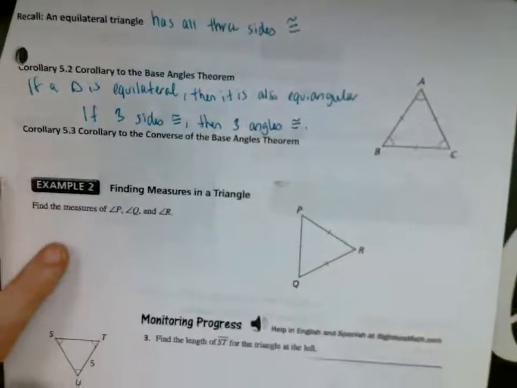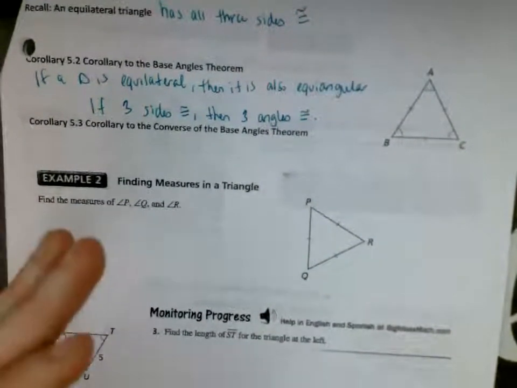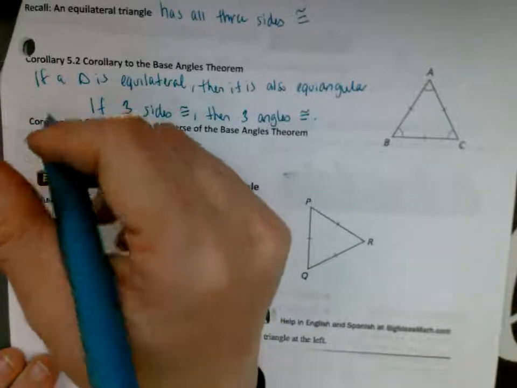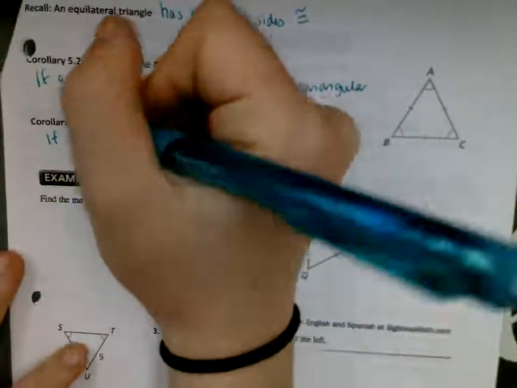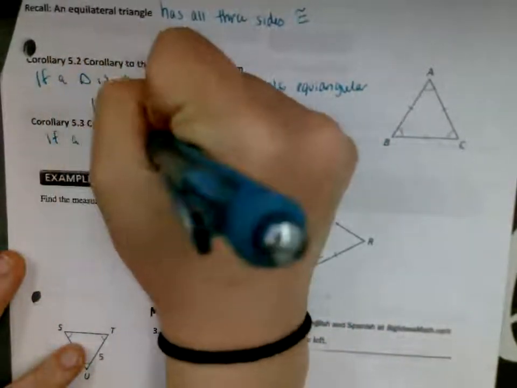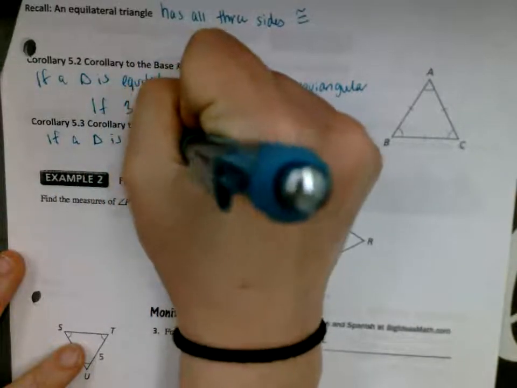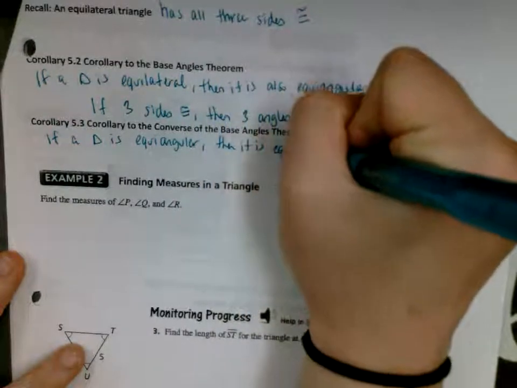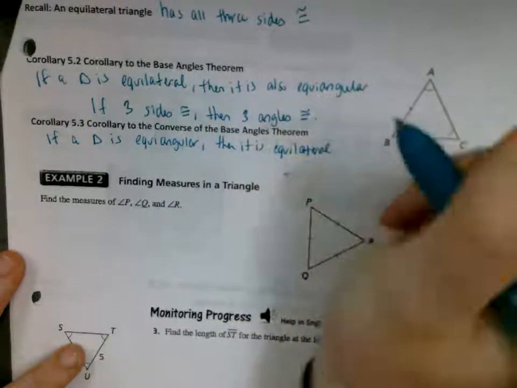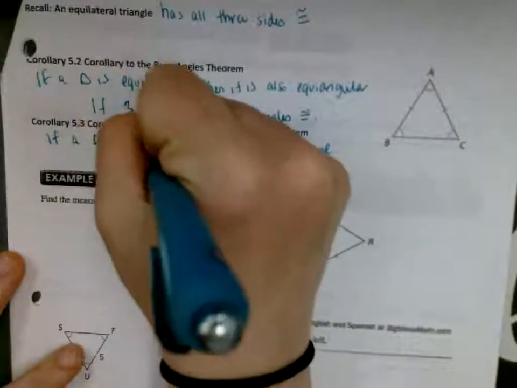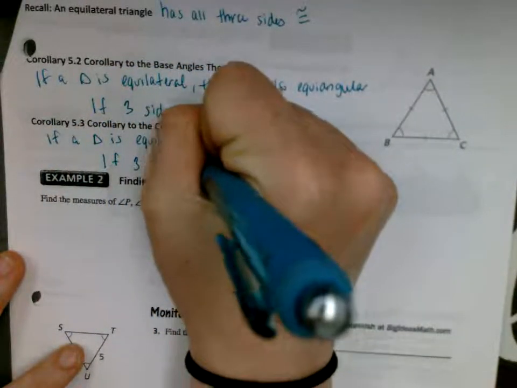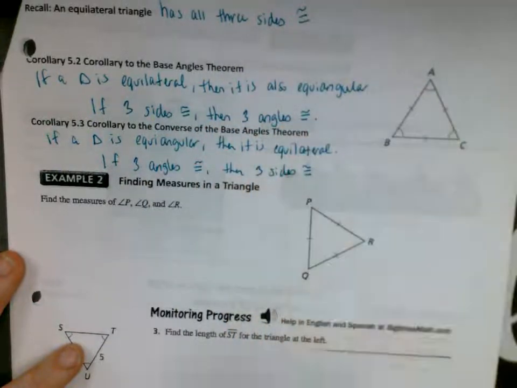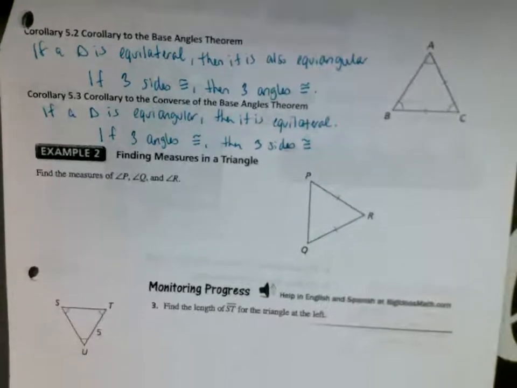Okay? All right, so now the corollary to the converse of the base angles theorem says that if a triangle is equiangular, so basically going the opposite way, if a triangle is equiangular, then it is equilateral. Okay, you're allowed to go both ways. So this one would be if three angles congruent, then three sides are congruent. Okay? All right.